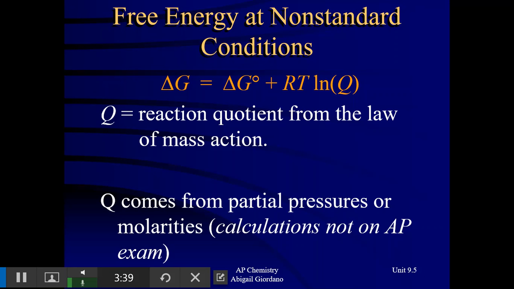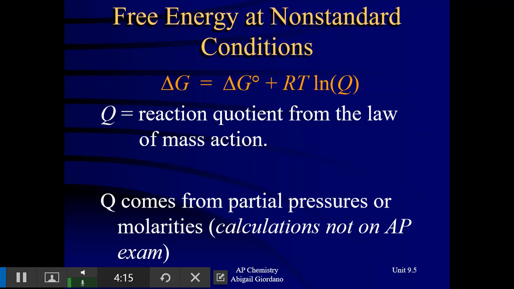And that capital Q in that equation is something we've seen before. It's called the reaction quotient, which, if you will recall, is set up the exact same way as the equilibrium constant K, the difference being the molarities or partial pressures that you would plug in would not be at equilibrium. And we're going to talk a little bit about what happens when you are at equilibrium. We'll get there.